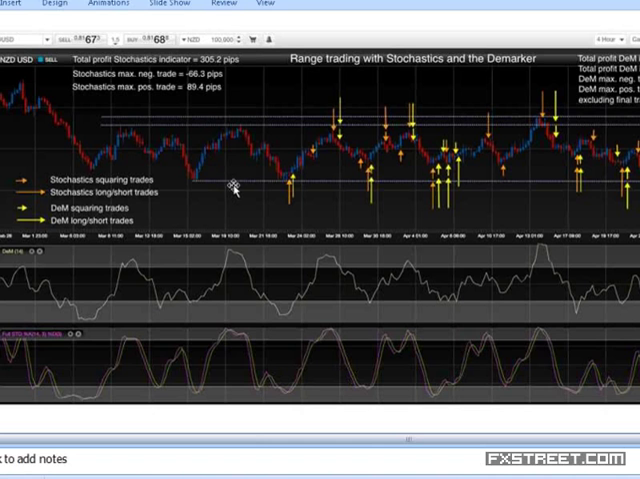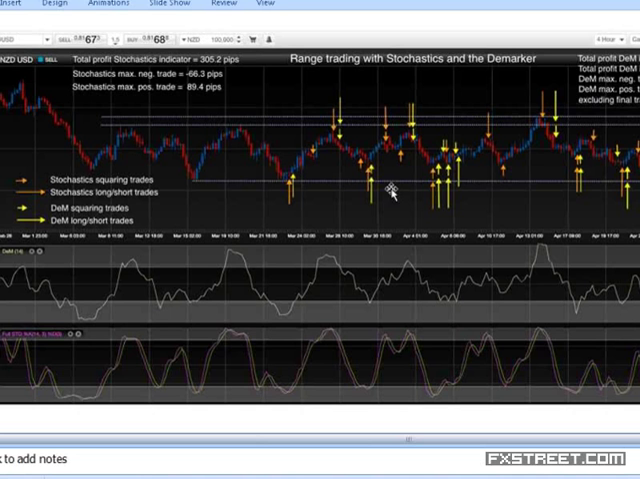So we can see the indicator made around 300 pips during this 2-month trading period. It's a great period in March and April in the Kiwi. The maximum negative trade, our worst trade, was around 66 pips, and the best trade around 89 pips. Out of 11 trades open, only 4 were losers. So we can see that the stochastics actually worked pretty well.